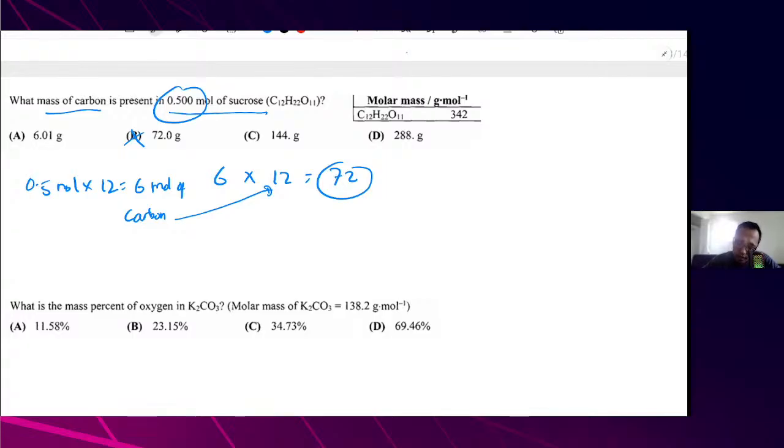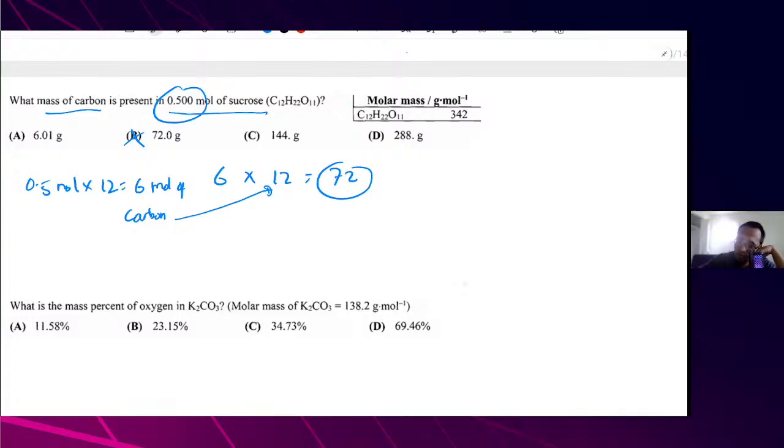What is the mass percent of oxygen in K2CO3, molar mass given. So now, what is the mass percent of oxygen? How to solve this problem? We need to find the moles again, but now expressed in percentage.